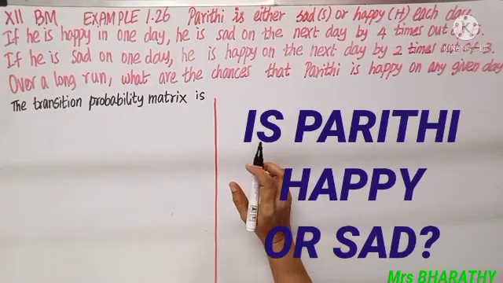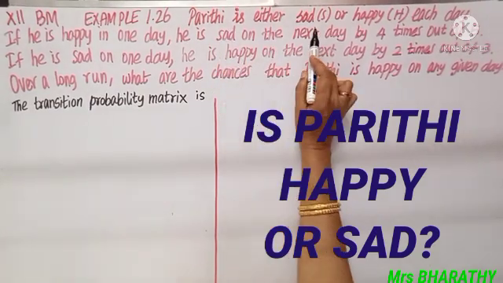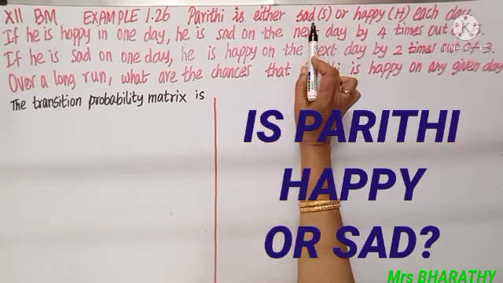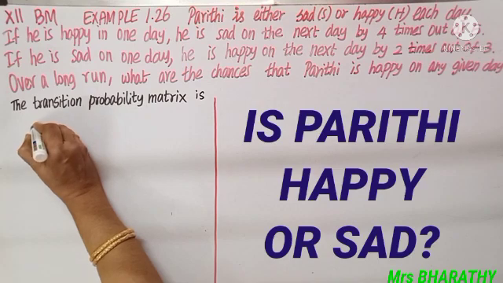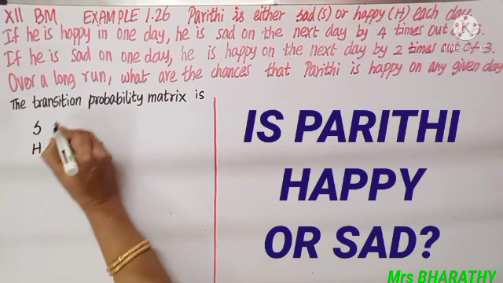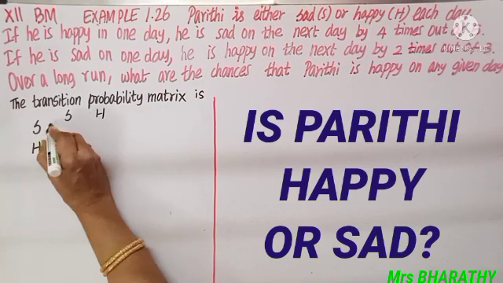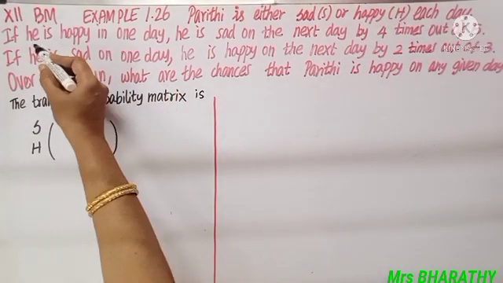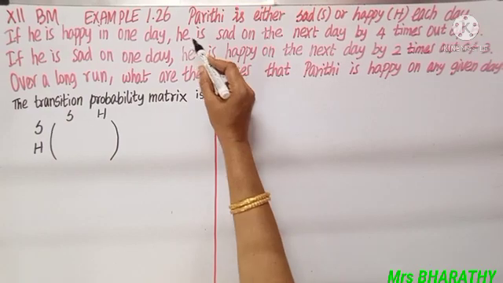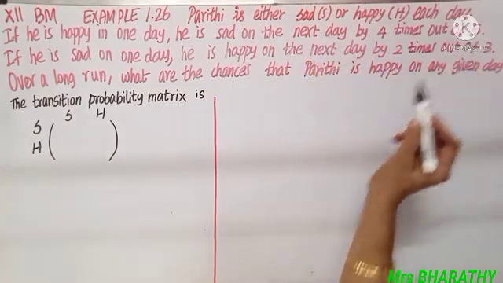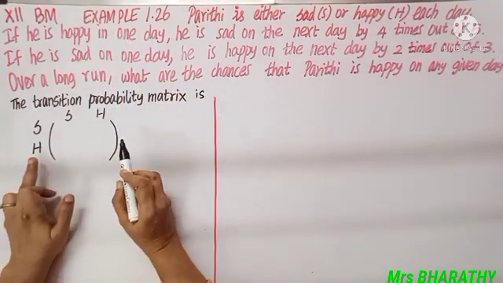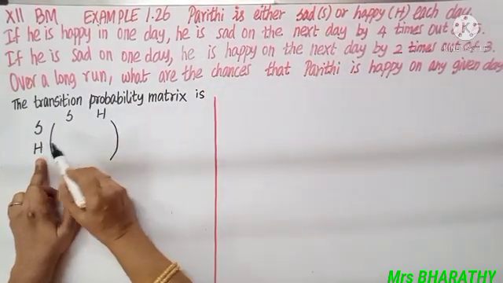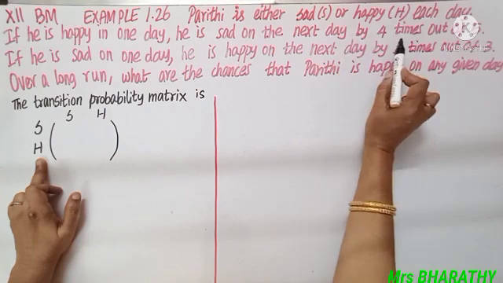Example 1.26. Bharathi is either sad or happy each day. So this question is about being sad or happy. So let us say transition probability matrix based on being sad or happy. Let us say S for sad and H for happy. If he is happy in one day, he is sad on the next day by 4 times out of 5. Happy in one day. So I am here. Sad on the next day. Happy to sad. On the next day by 4 times out of 5.